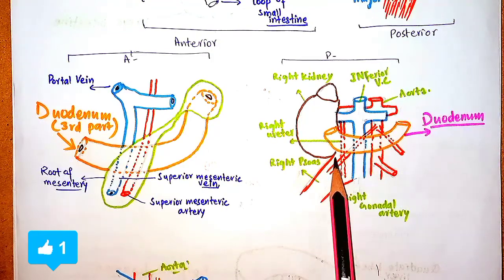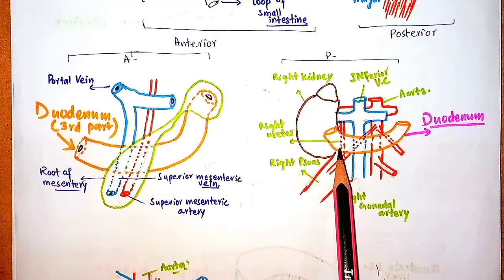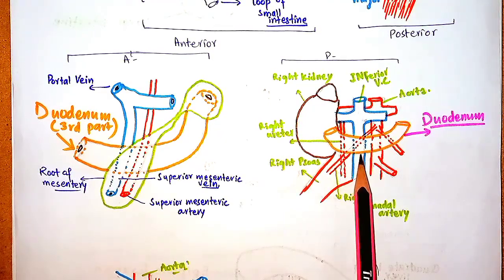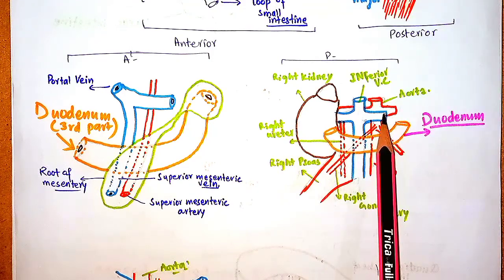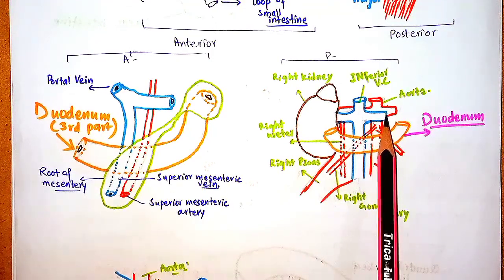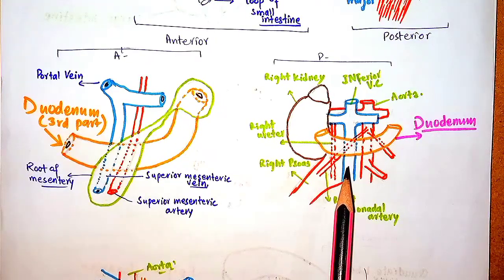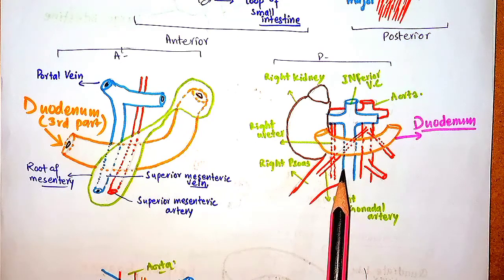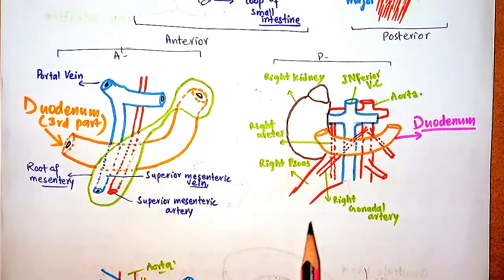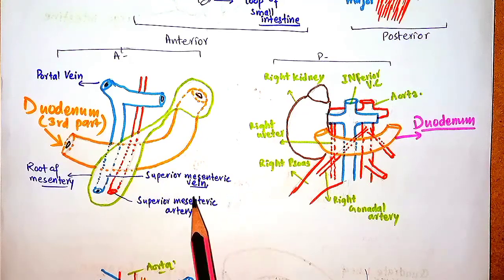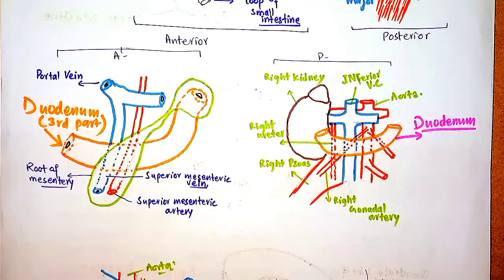Posteriorly, the right ureter, right psoas major muscle, right testicular vessels, inferior vena cava, and the abdominal part of the aorta. On the superior side, the head of the pancreas and the uncinate process. On the inferior side, the coils of the jejunum are present on the inferior aspect of the third part of the duodenum.